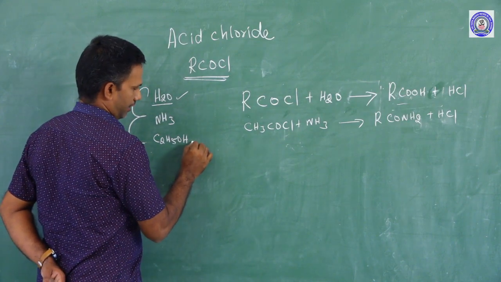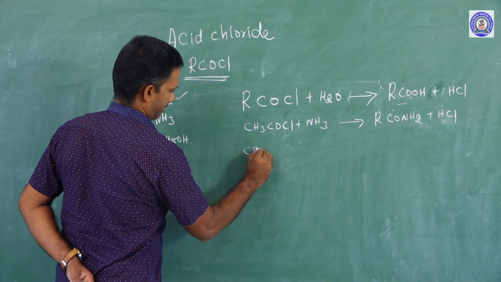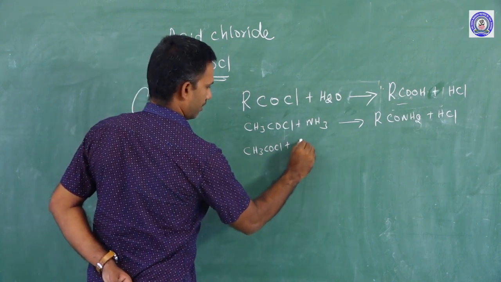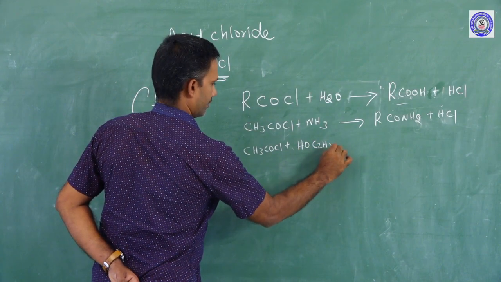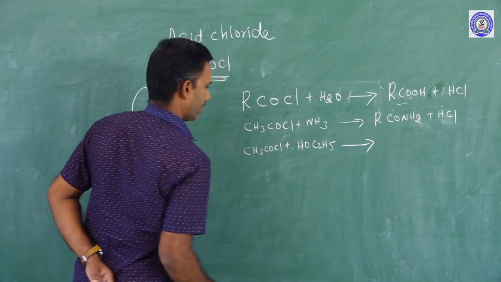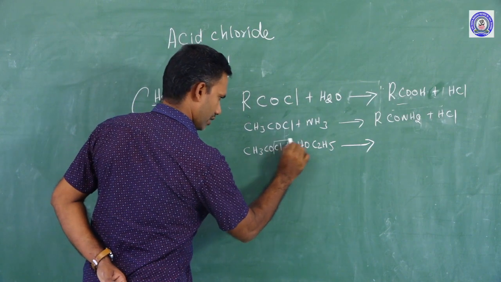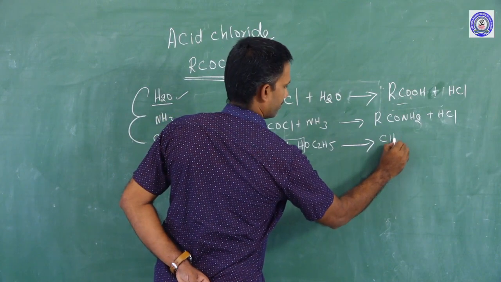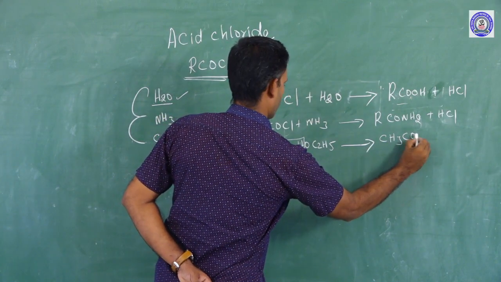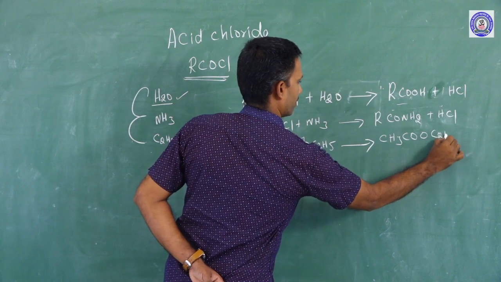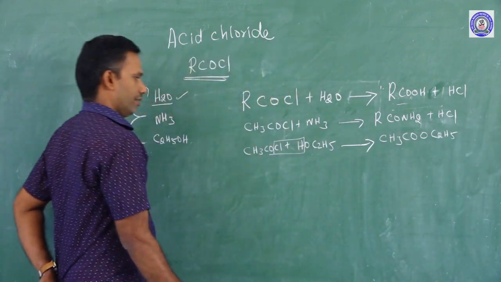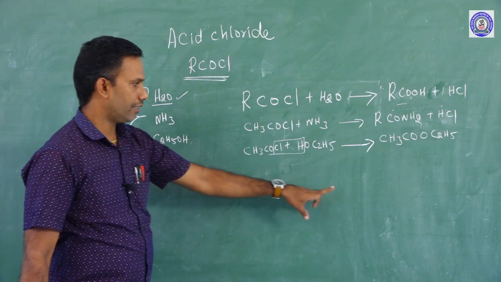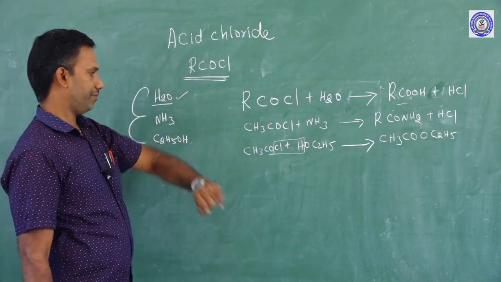When acid chloride is treated with alcohol, it gives ester. See how the ester is formed here: CH3COOC2H5. It gives ester. So acid chloride treated with ethyl alcohol forms an ester.